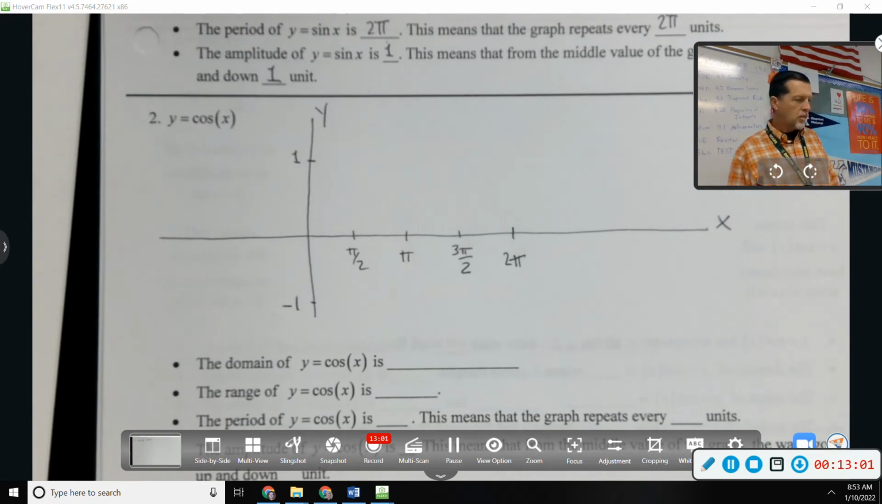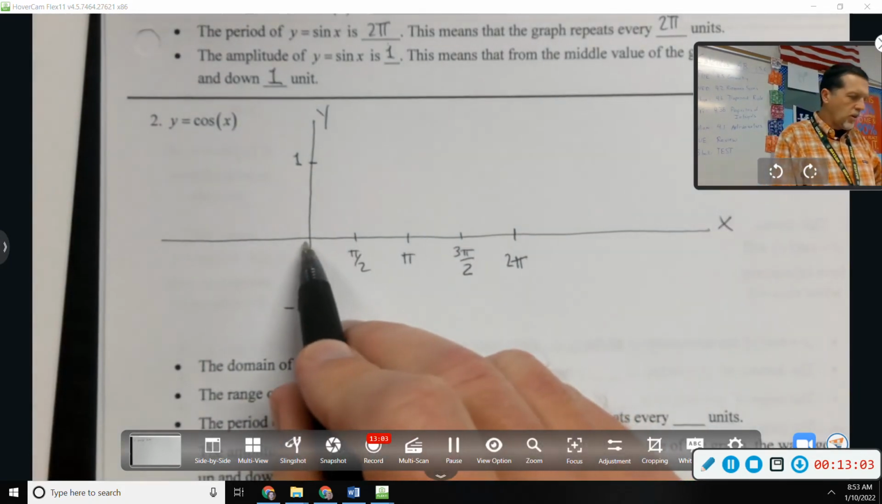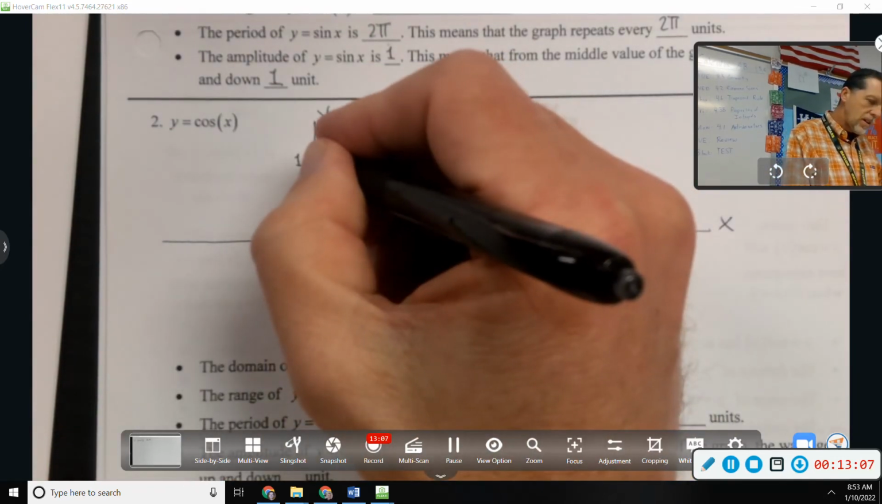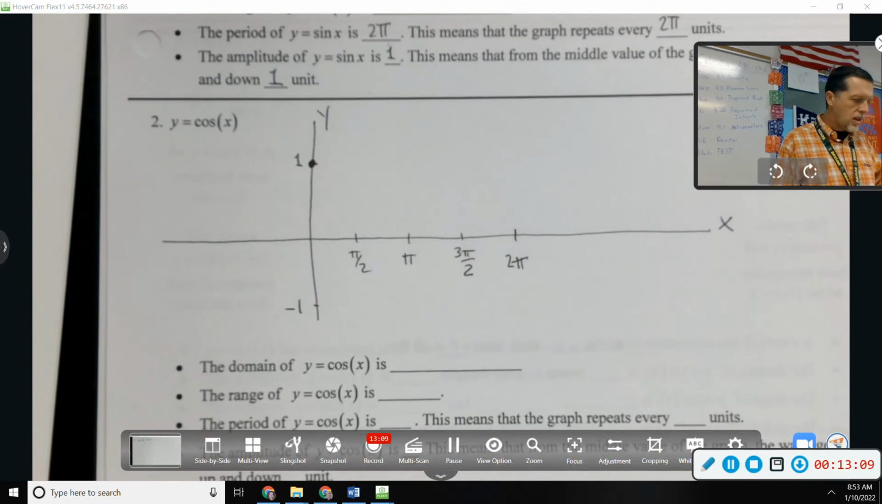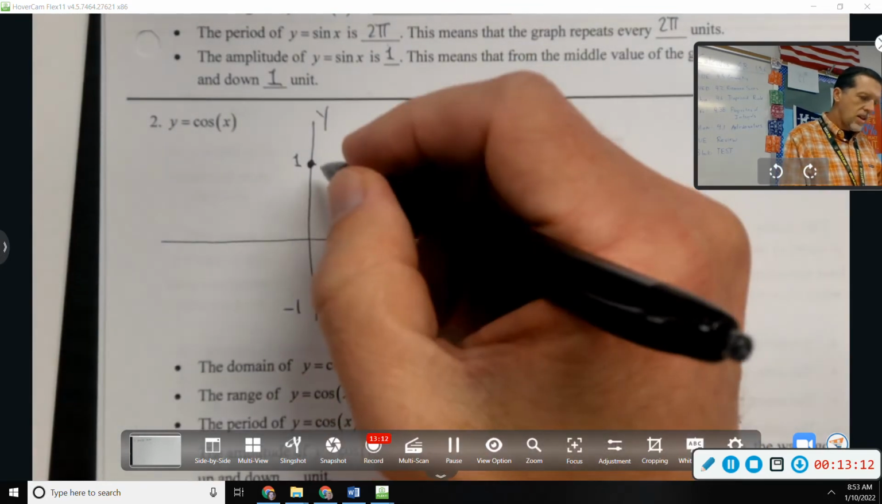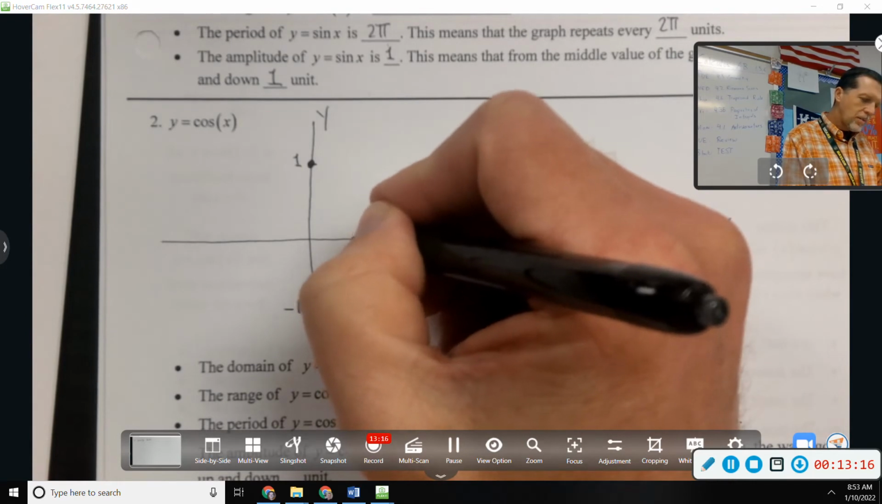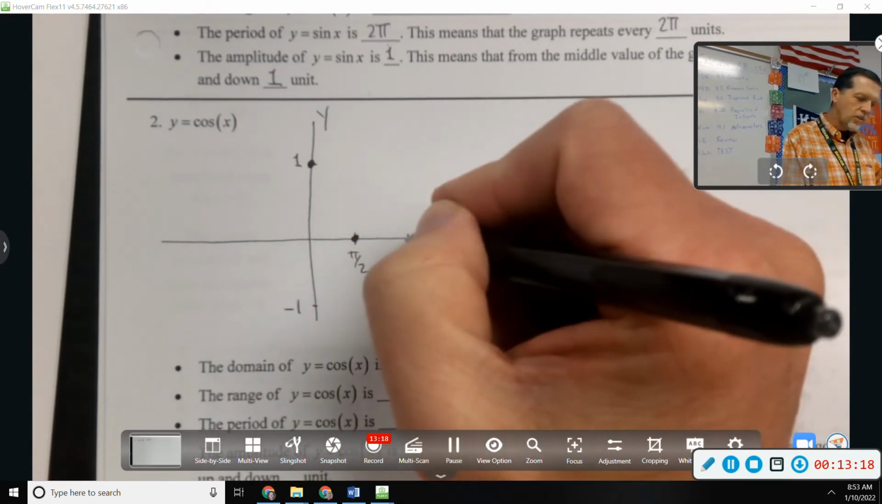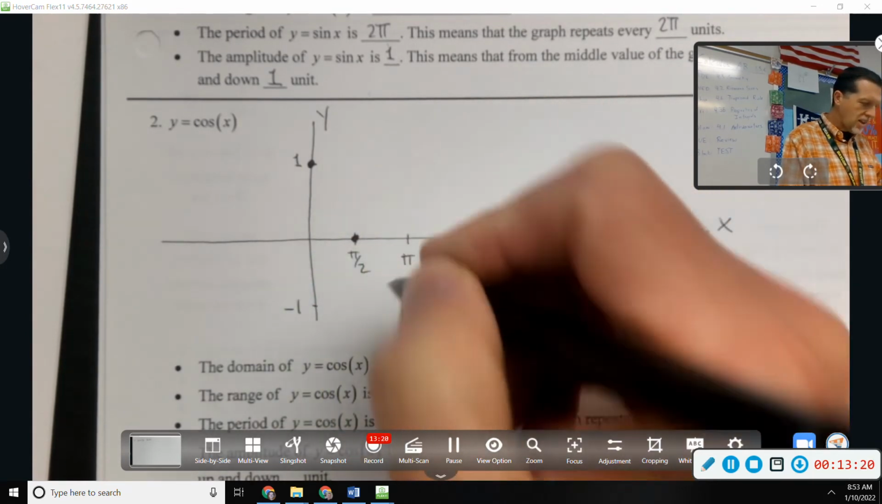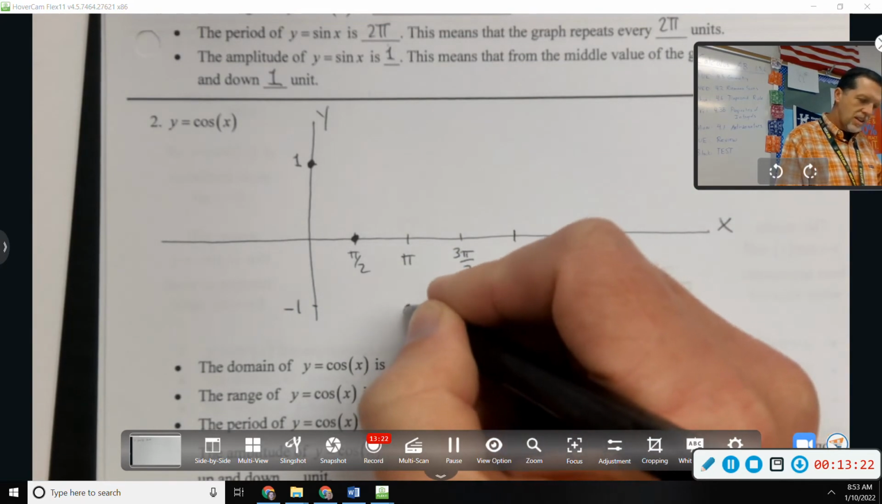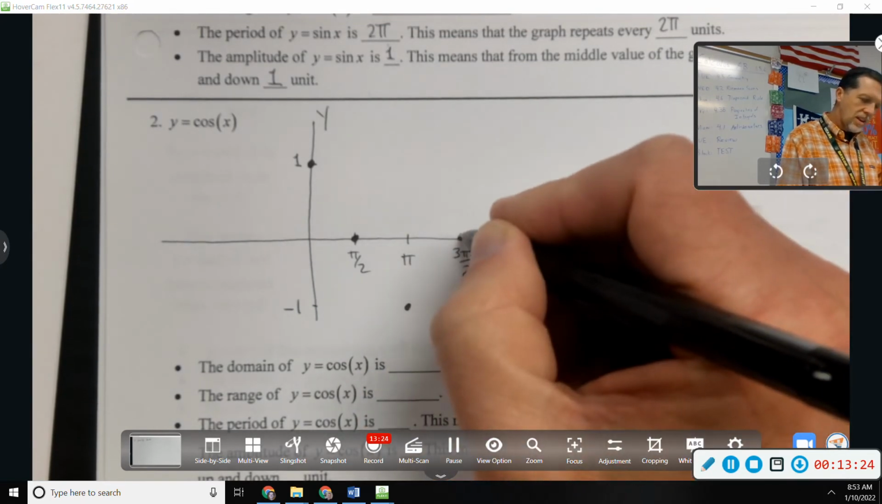So we look at our table. What's the cosine of 0? 1, so it's translated up one. What's the cosine of pi over 2? I'm not even going to do the pi over 4s. 0. What's the cosine of pi? It's just the opposite way.